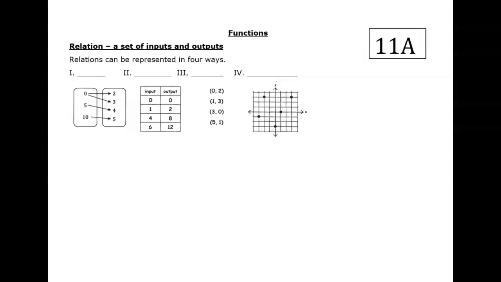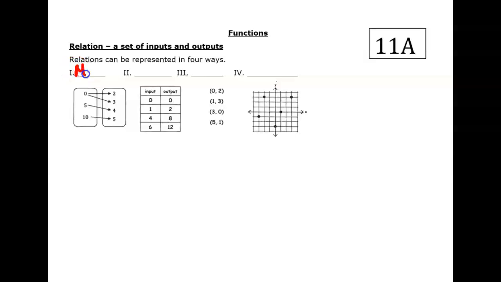Today we're going to talk about functions and domain and range. So a relation is a set of inputs and outputs. And relations can be represented in four different ways. So we first look at our first example here.